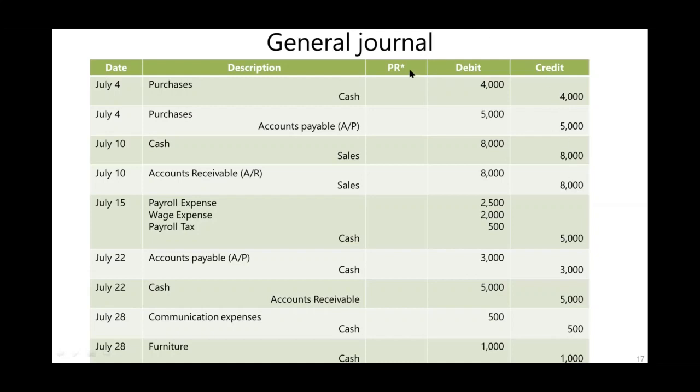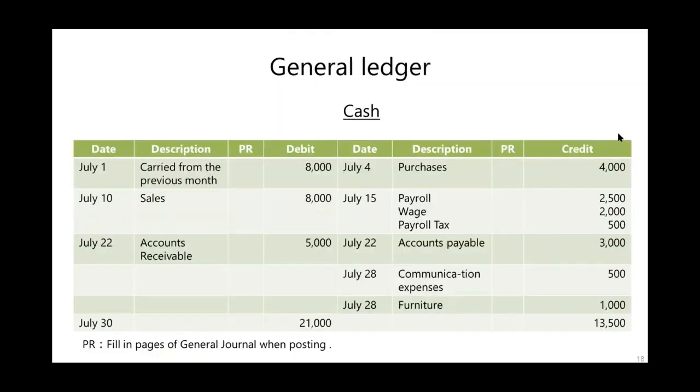And PR means the post reference. So when you post this transaction to each related account in the general ledger, you will write down the number allocated to each account. So from the general journal, you will make the general ledger for each account.